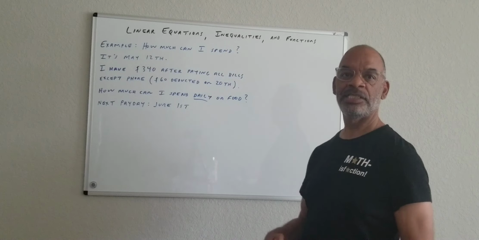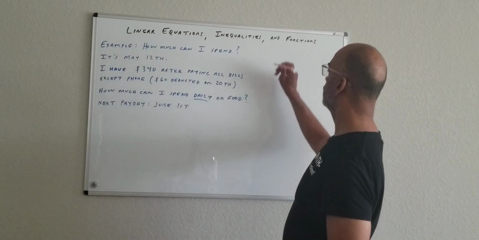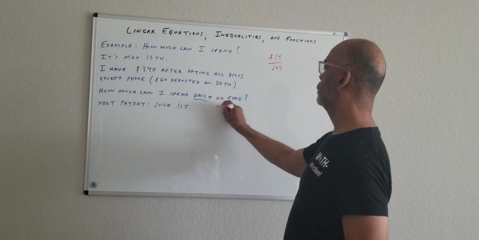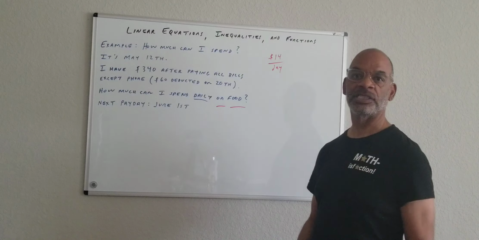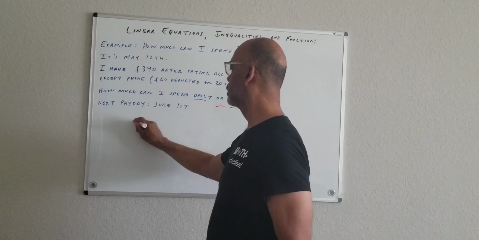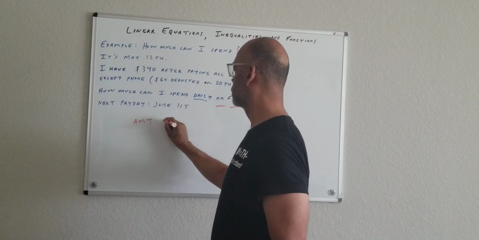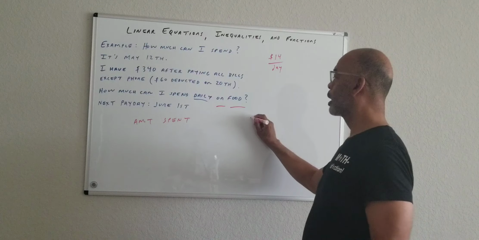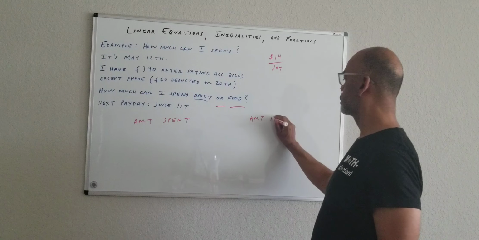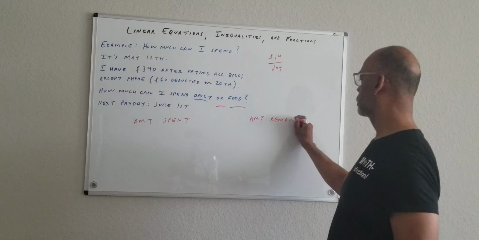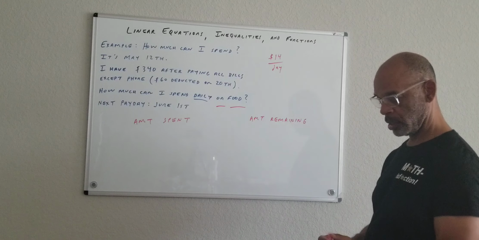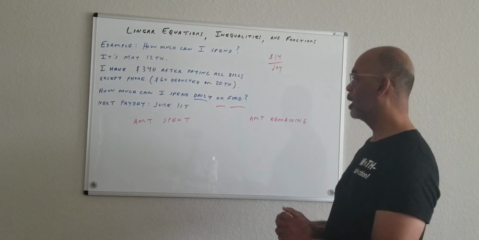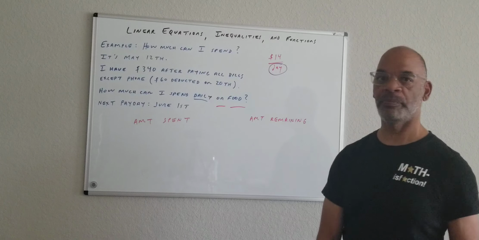Okay, it was previously determined that I can spend $14 per day on food. Now let's look at the function of how much is spent, or the function of how much you have left over. Spending $14 a day, the amount you spend is going to be based on how many days you have spent.